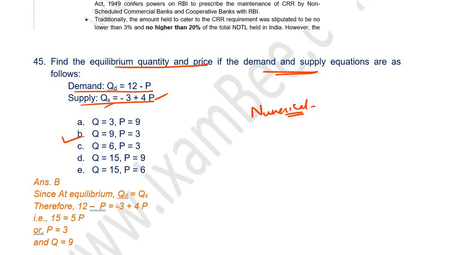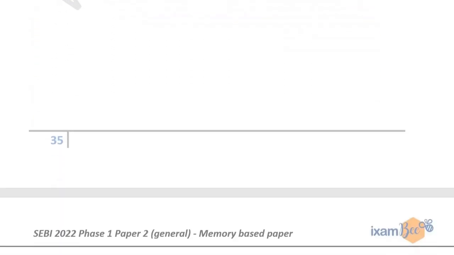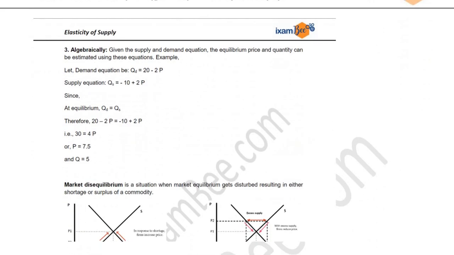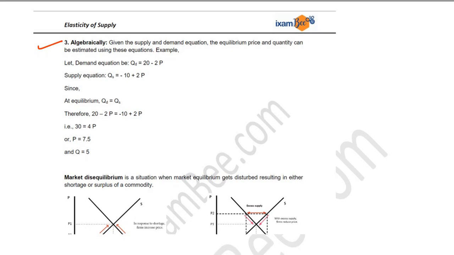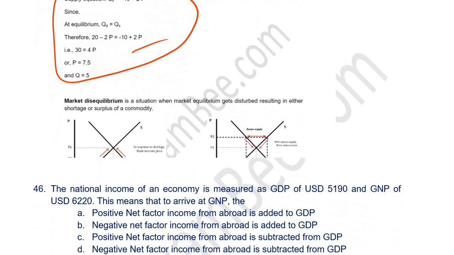Same question, not same question, the values were different, but similar kind of question we have covered in our notes to explain how equilibrium is arrived. There are 3 methods you can do it: diagrammatically, algebraically, or through market equations. So all 3 concepts and ways of calculating equilibrium of demand and supply was studied, and similar kind of question has actually been solved in our notes also.